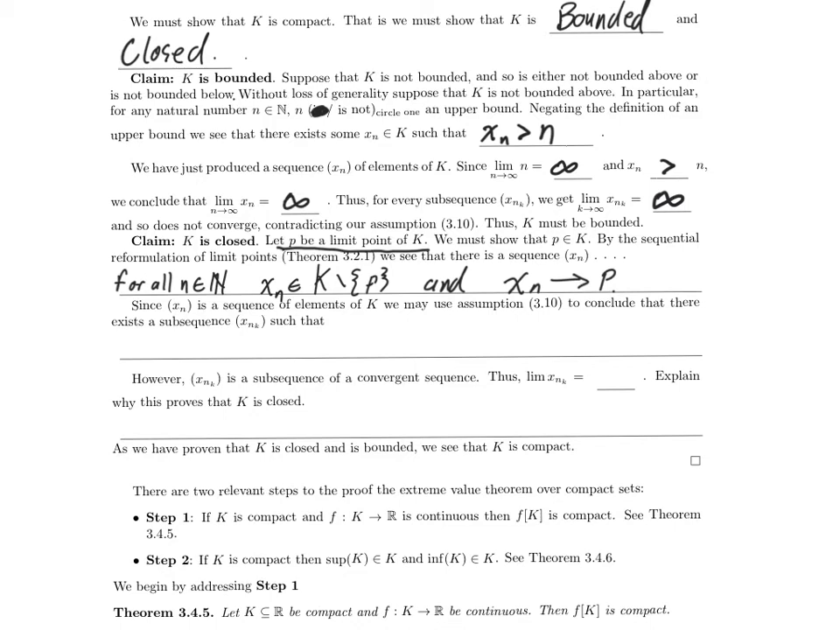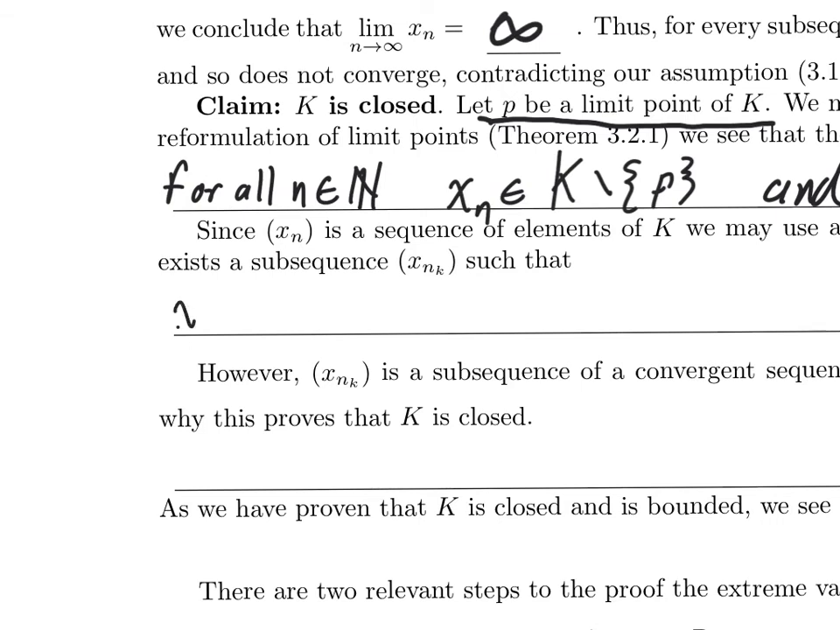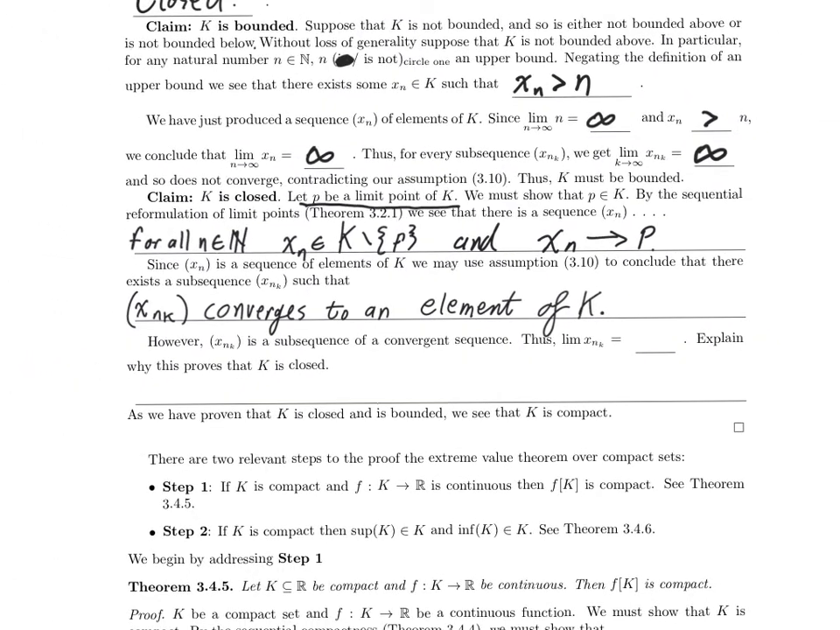All right, well, check it out. At the very least, x sub n is in K for every natural number n. So x sub n is a sequence of elements of K. So I can use assumption 3.10 to conclude that there exists a subsequence x sub n sub k such that x sub n sub k converges to an element of K. Oh, neat.